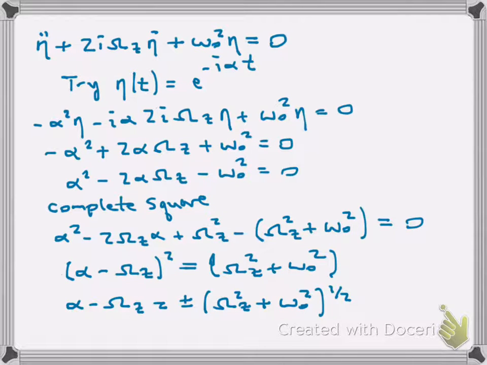And so on the left-hand side, I have alpha minus omega z quantity squared. That's these first three terms combined. And then I move these two constant terms to the right-hand side of the equation, and I get omega z squared plus omega naught squared on the opposite side. Now if I take the square root of both sides, I get alpha minus omega z is equal to plus or minus the square root of omega z squared plus omega naught squared.